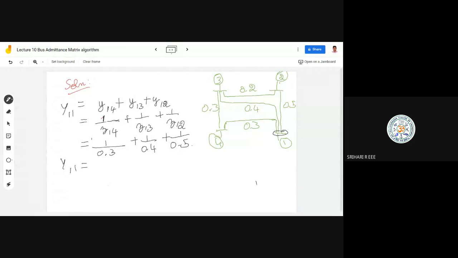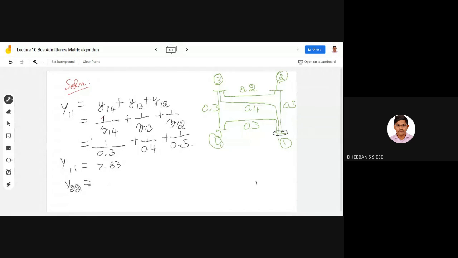That's 7.833 Siemens. Okay, fine. 7.833. If you want, you can also put the unit, but here they have just asked for the matrix. Okay, and for y22 we will be moving on.